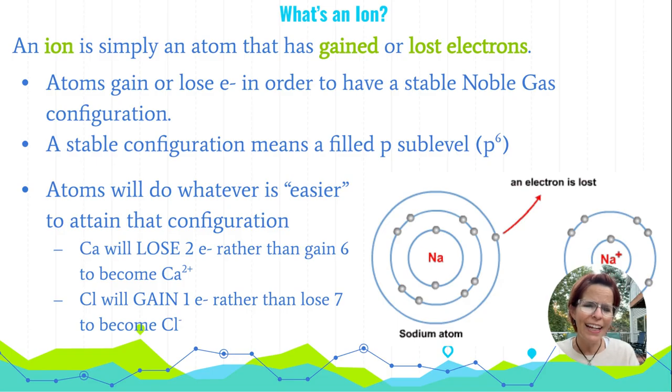Chlorine, on the other hand, is just 1 electron short of being like a noble gas. So chlorine is going to do what's easier, and that would be to gain that 1 electron. So overall, it has 1 more minus charge than it does a positive charge. So we say it has a -1 charge.